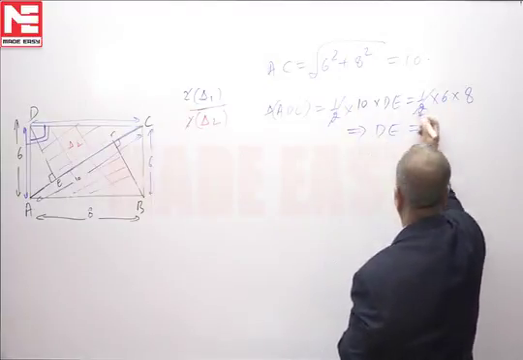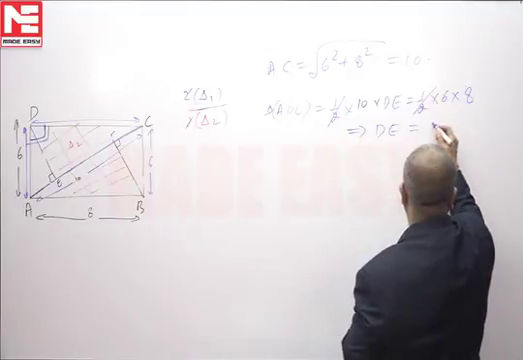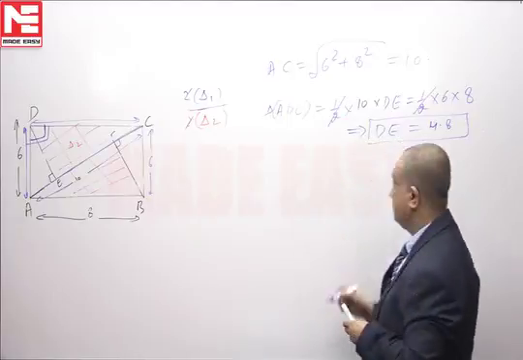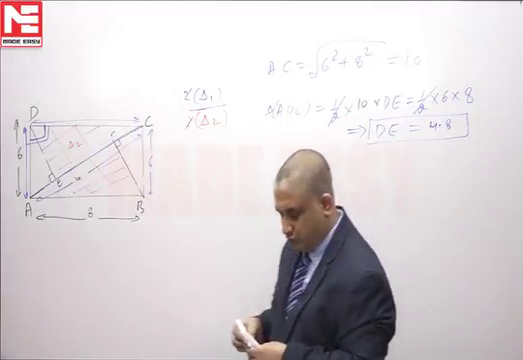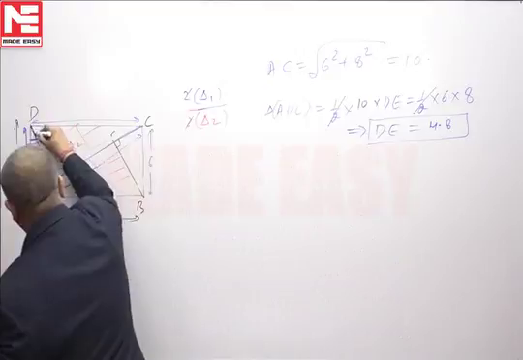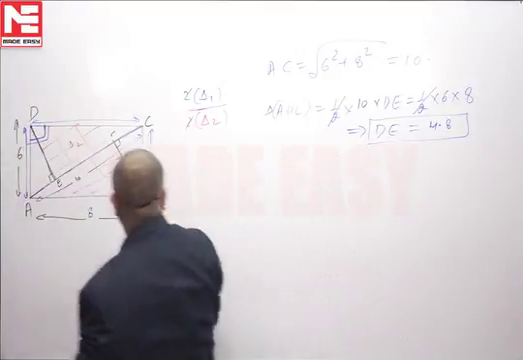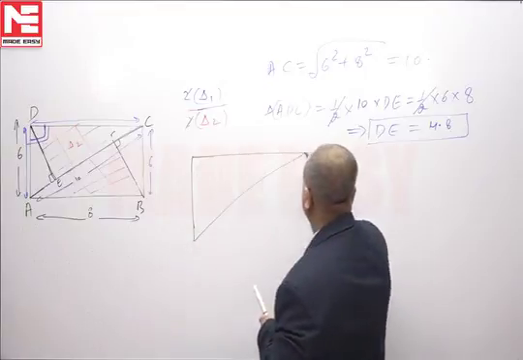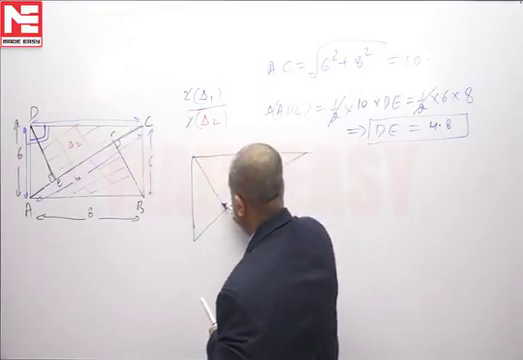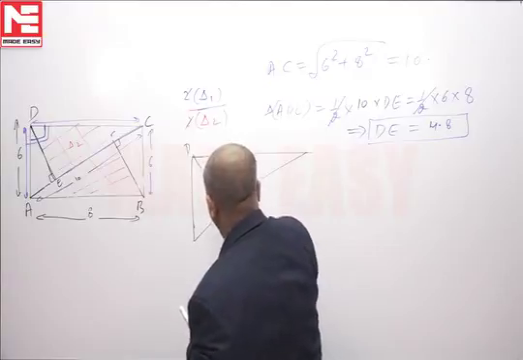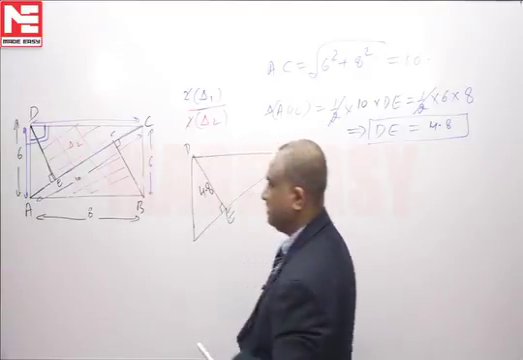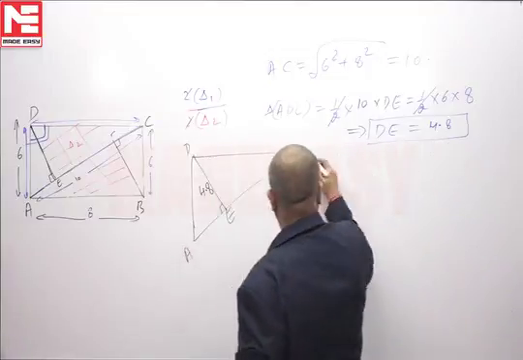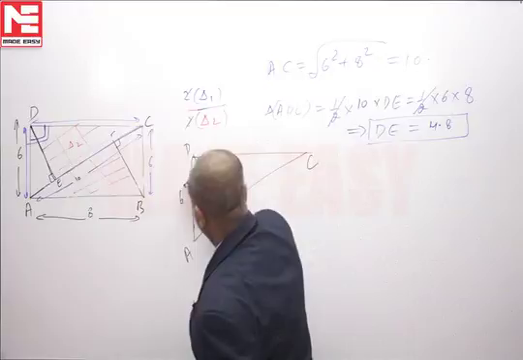Half goes away, 10 DE is equal to 48. 4.8 is the value of DE. DE is 4.8. This side will come out to be 4.8. Let's open it more here. This side is DE. DE is coming out to be 4.8. This is 4.8. This is AC and this is 6.